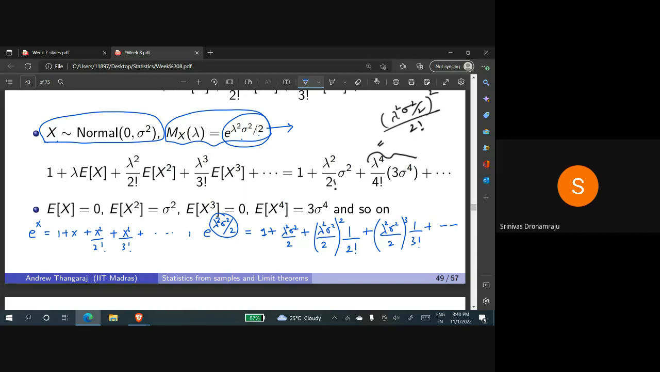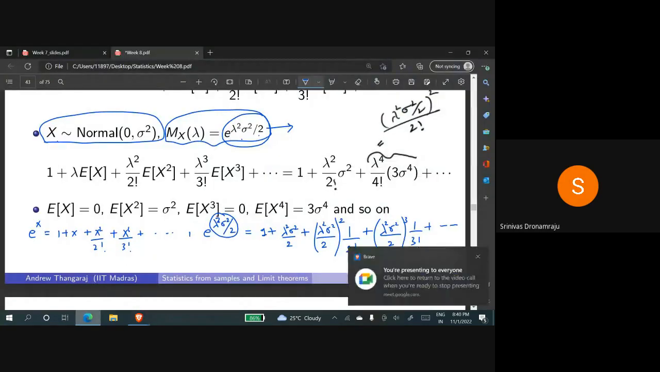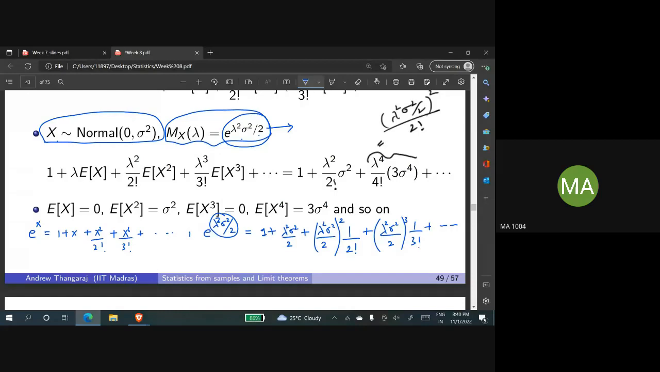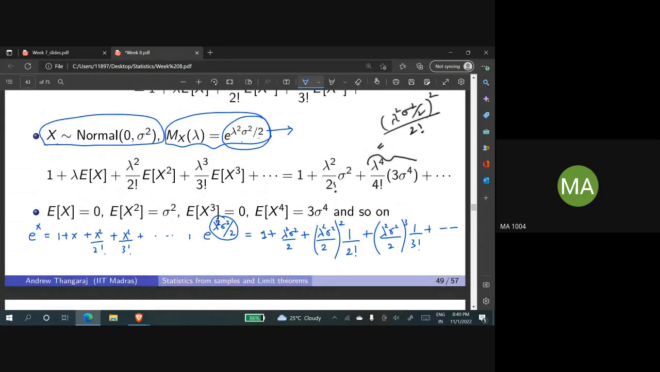I was actually considering that as lambda x separate, and x becomes then lambda sigma square by 2. Okay. So this is the expression for the moment generating function of a normal with mean zero and variance sigma square.